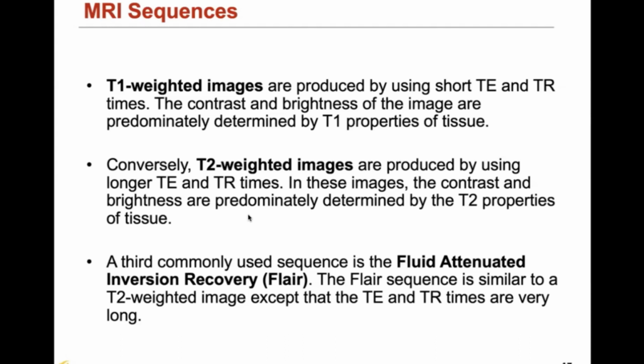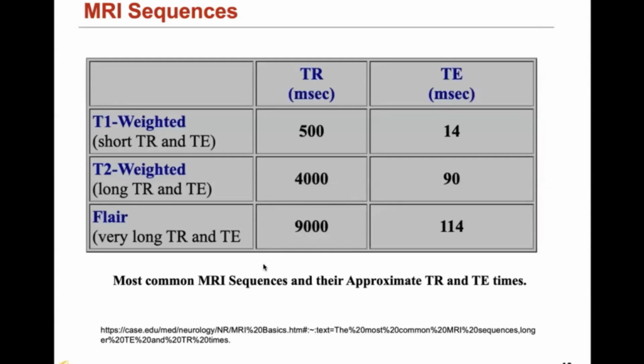And we also have some other types of sequences. This one is also very commonly used. It is called fluid attenuated inversion recovery, or FLAIR. This FLAIR sequence is similar to the T2 weighted image, except that the TE and TR times are very long, okay? So in this table, I summarize these different sequences, right? What kind of TR and TE are used to generate these MRI sequences. So these are the approximate TR and TE times for these three different types of MRI sequences.